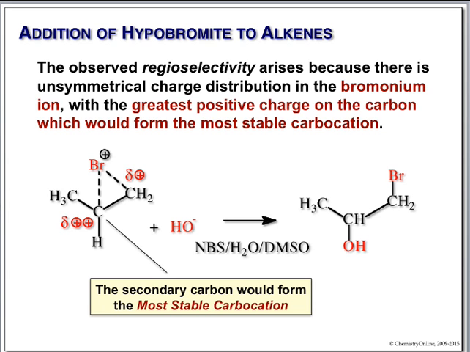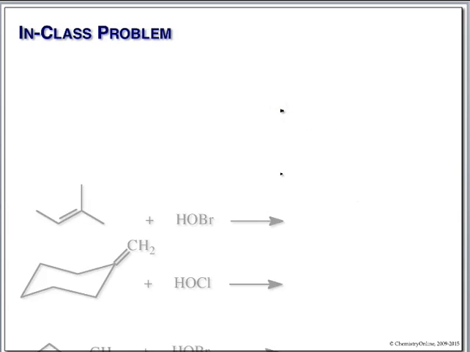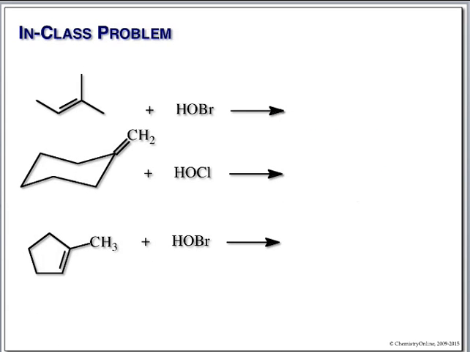Any questions? All right. Again, very, very similar to the addition of halogen. Same intermediate. We just add water as our second step. And that hydroxide group goes to the Markovnikov carbon. Let's go ahead and do a couple problems.